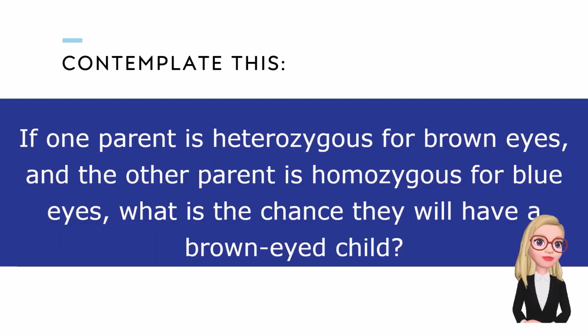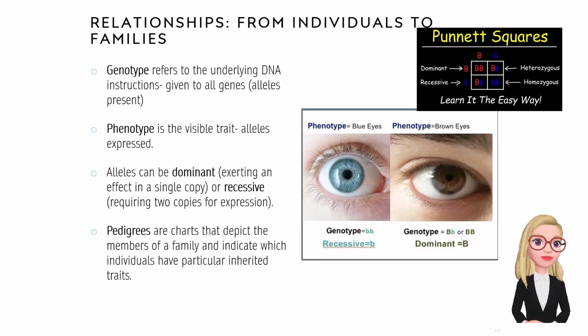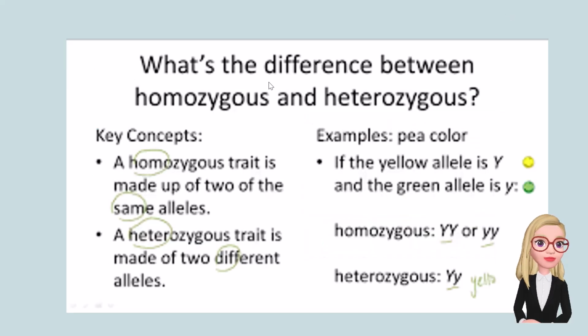Along with that, I pose a question here. If one parent is heterozygous for brown eyes and the other parent is homozygous for blue eyes, what's the chance they will have a brown-eyed child? If you would do the Punnett square, similar to what's up here, you would come up with a 50% chance. And those definitions of homozygous and heterozygous are on there too, for your recognition of traits.